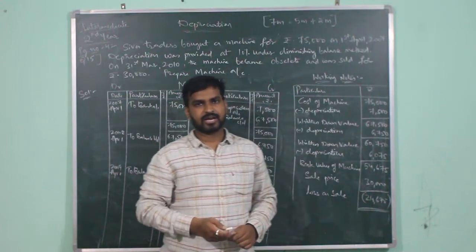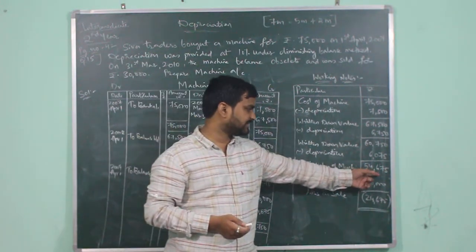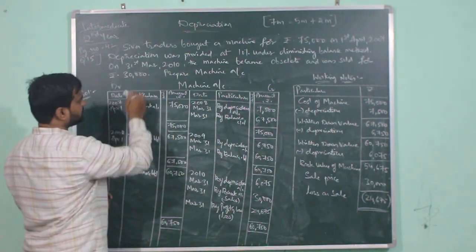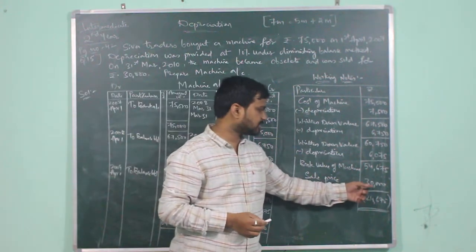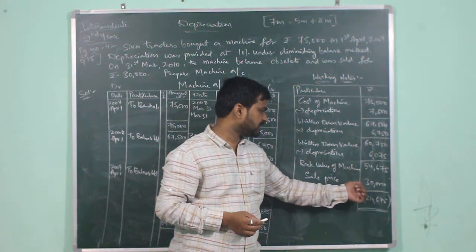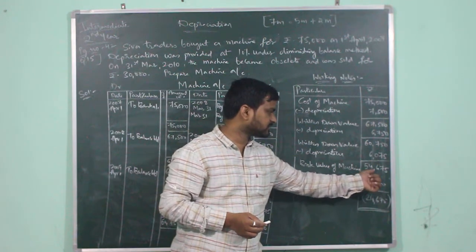तो यहाँ पे 54,675 की चीज आप कितने में सेल कर रहे हैं? 30,000 में सेल कर रहे हैं. तो यहाँ पे सेल प्राइस इज 30,000. So we are selling the machine for rupees 30,000, which was of 54,675.